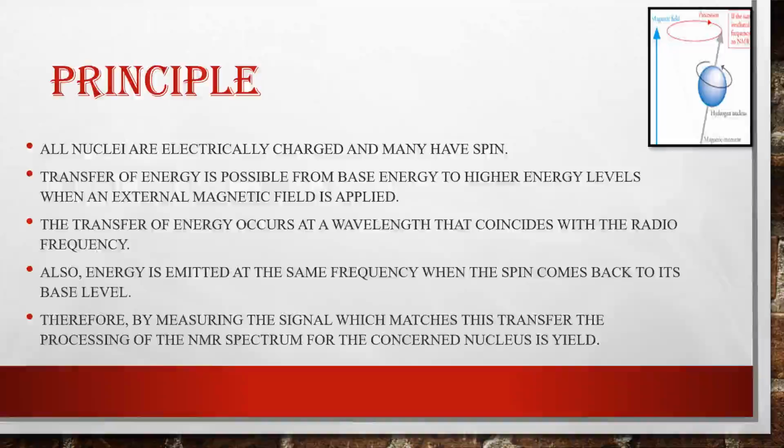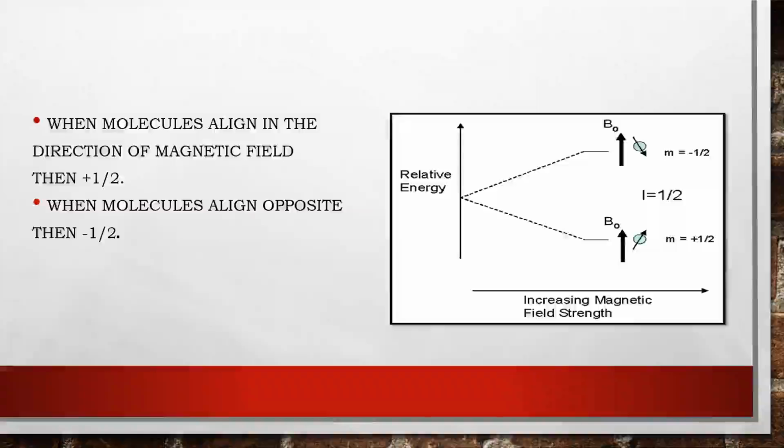The underlying principle is that all the nuclei are electrically charged and many have spin. Transfer of energy is possible from base energy to high energy levels when an external magnetic field is applied. The transfer of energy occurs at a wavelength that coincides with the radio frequency. Also, energy is emitted at the same frequency when the spin comes back to its base level. Therefore, by measuring the signal which matches the transfer, the NMR spectrum for the concerned nucleus is yielded. When molecules align in the direction of the magnetic field, then the spin is plus 1/2, while when they align oppositely, then it is minus 1/2.